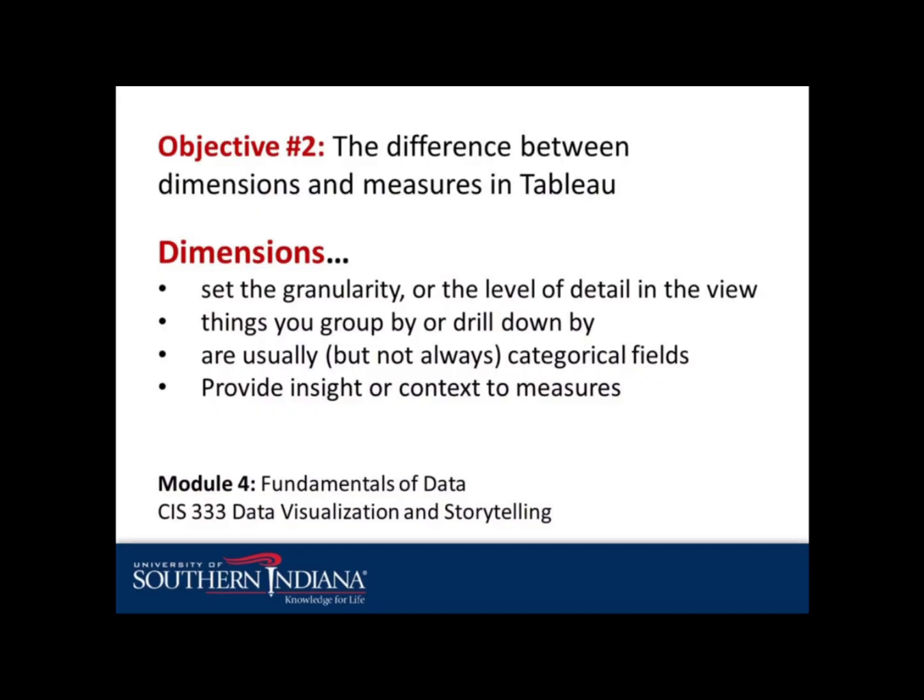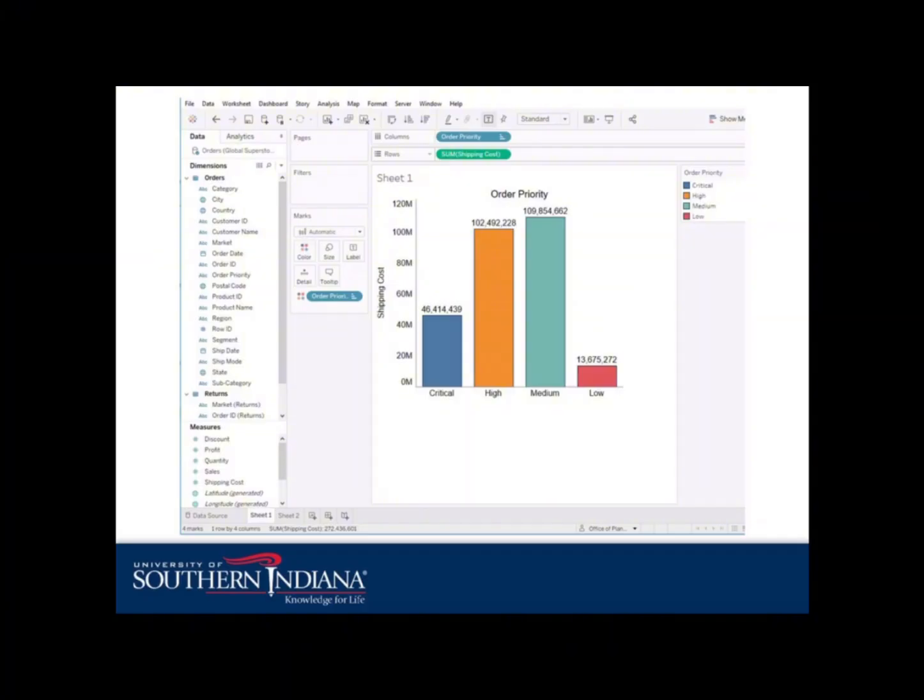So going back to that aggregation of shipping costs in Tableau, after I had thrown shipping costs onto the view and I wanted to get a little bit more information about that, I threw order priority onto columns. And this gives me a little bit more information. For example, order priority has 4 levels: critical, high, medium, and low.